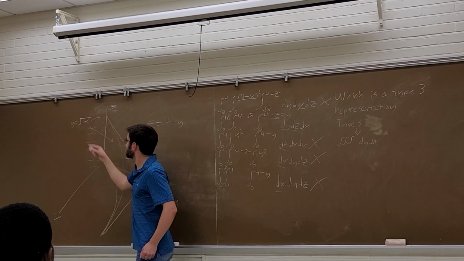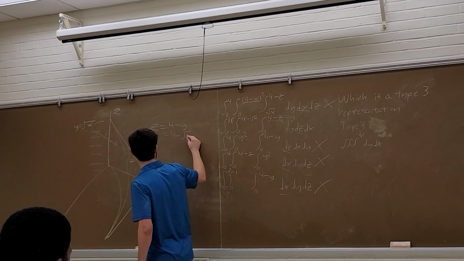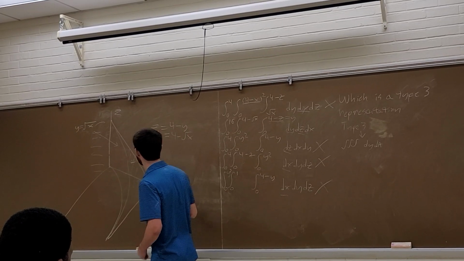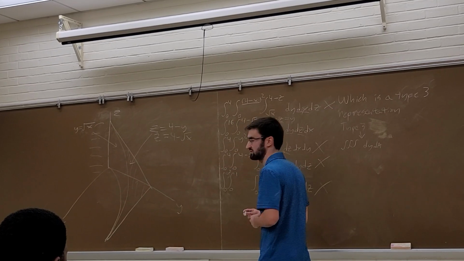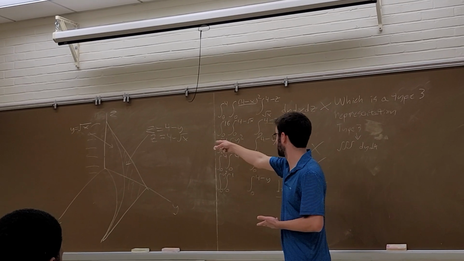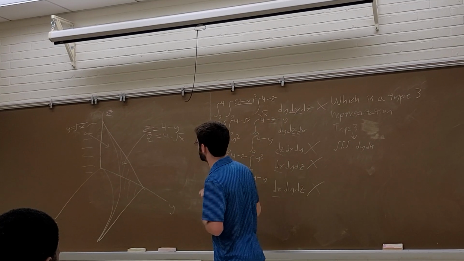Here you see y is equal to the square root of x, so then z is equal to 4 minus the square root of x. What is the... So we have z goes from 0 to 4 minus the square root of x, that's correct, because we just showed it right there. So that's right, and then x, does x go from 0 to 16?